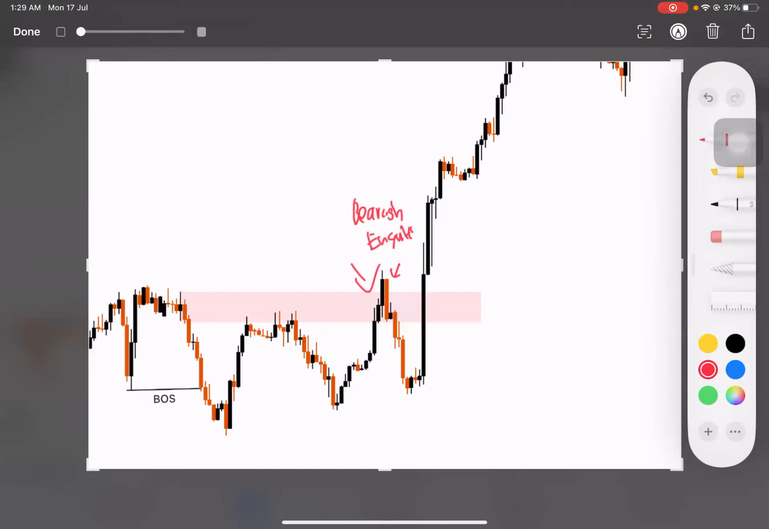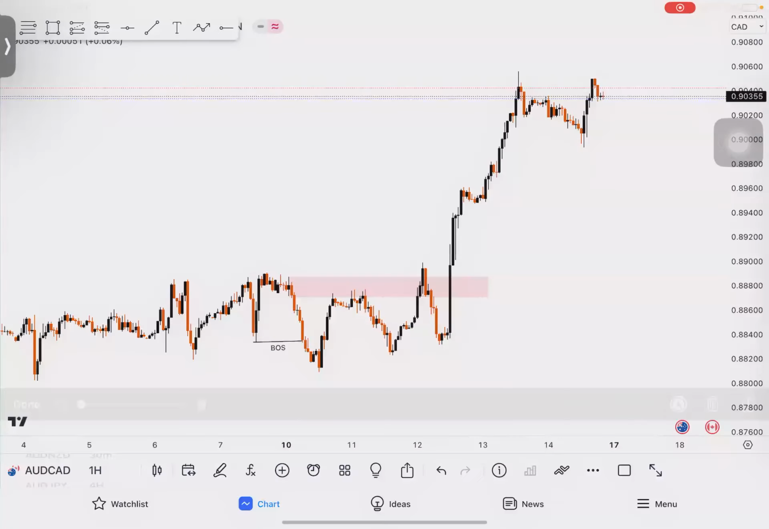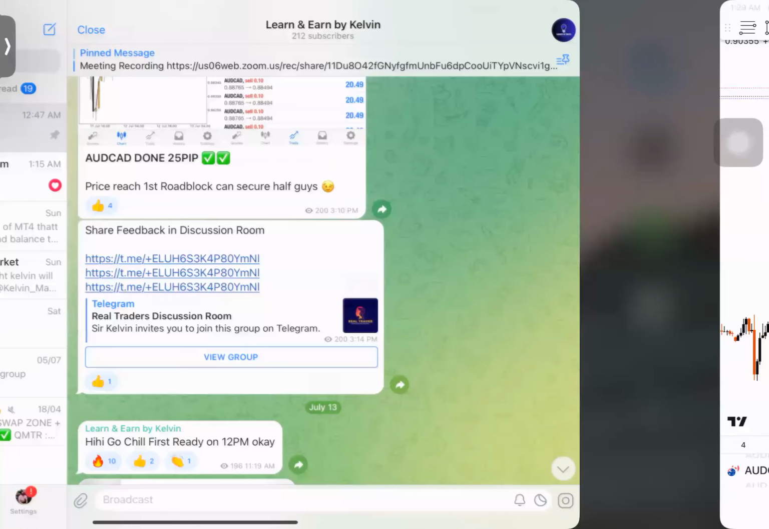Okay, so when it pulls back to the bearish engulfing, remember what I said when we saw the bearish engulfings: you just have to mark all the candles from the wick to the wick of the bullish engulf that is being engulfed by the bearish candles. So just mark this and we enter right here, and this is what we got for the third setup, which is AUD CAD sell.